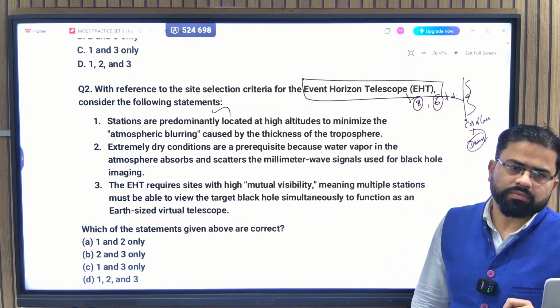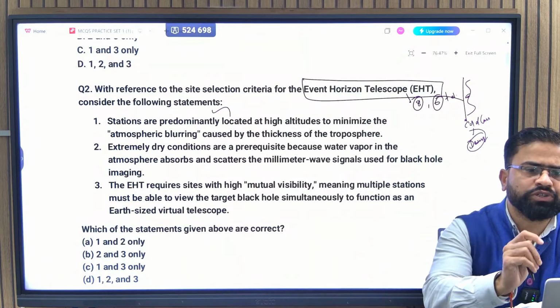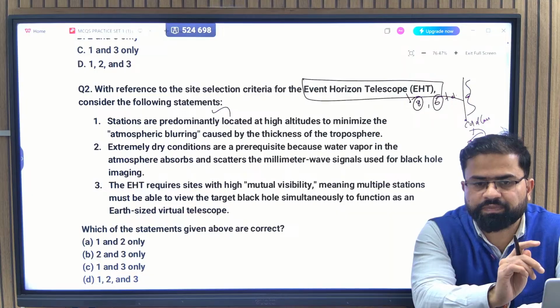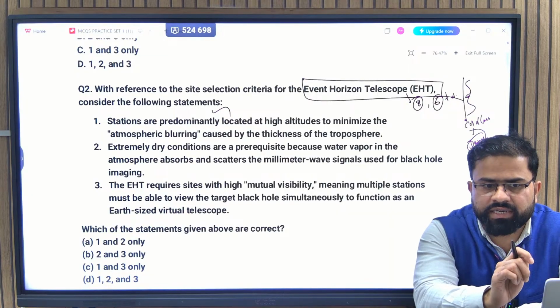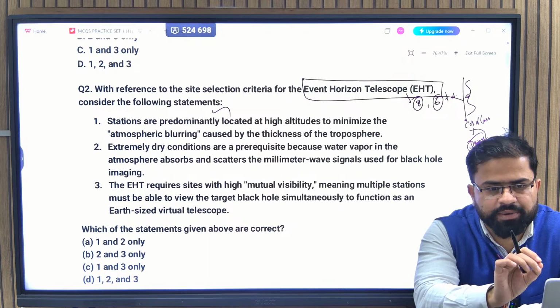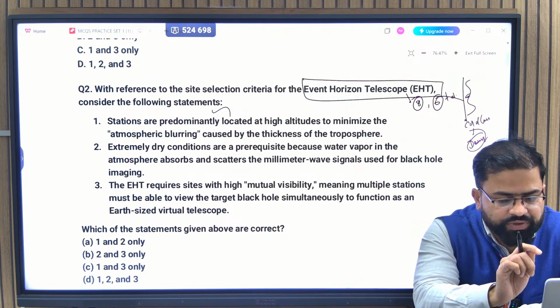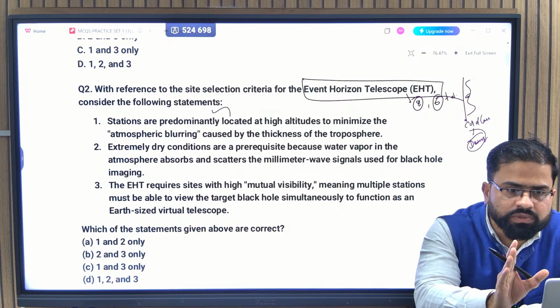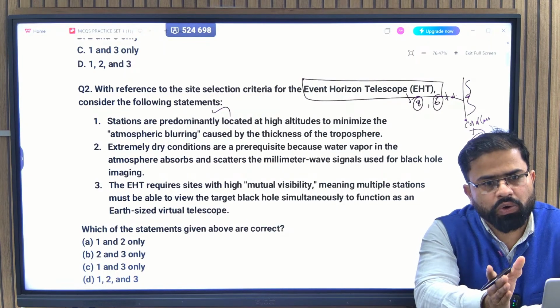Why desert? Because we have discussed that water molecules capture the infrared. Suppose some celestial object is releasing infrared. If there are water molecules, those water molecules will absorb this infrared. Because of that, when we go for the establishment of a telescope, we look for positions where we do not have water molecules. So obviously, it's the desert, a cold desert, for example, Ladakh.